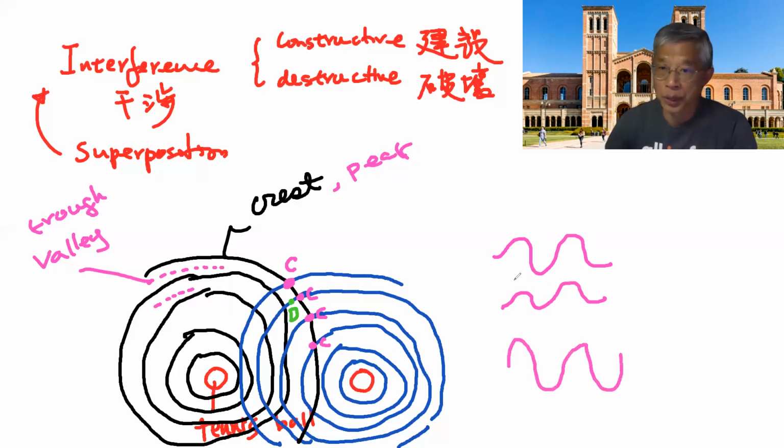Okay, so they will add together and then become like that. So this would do the same thing. They would interfere and they will overlap, they will add. And right here, they will cancel each other, right?